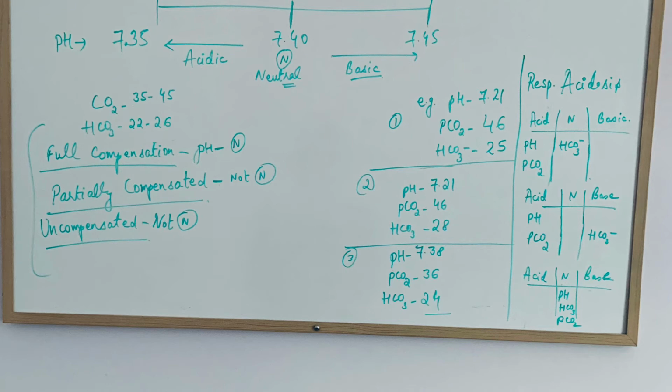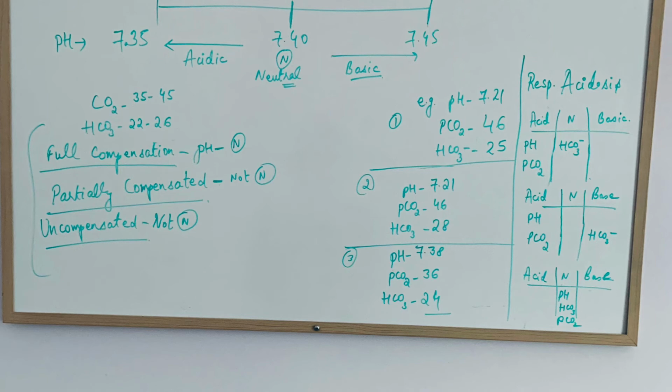For the third example, the pH level is normal, 7.38, so I have put it under N, neutral. Next is the partial pressure of carbon dioxide, it's 36, also normal. And bicarbonate is 24, also normal. So all these 3 things are normal. The pH level is also normal, so everything is compensated, so it is full compensation.